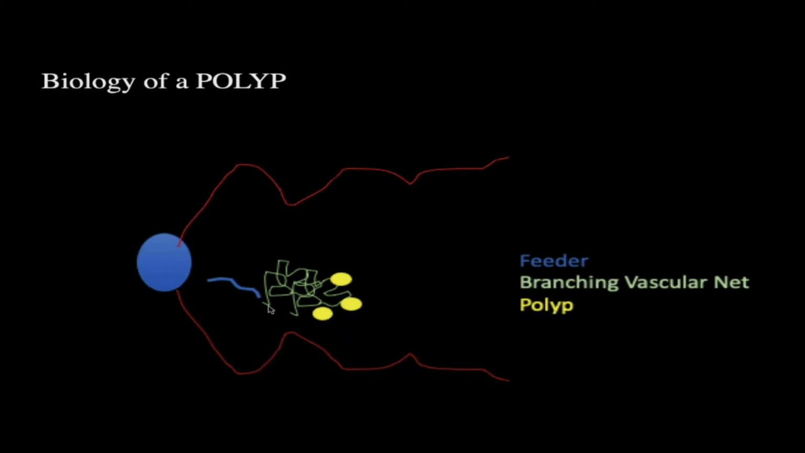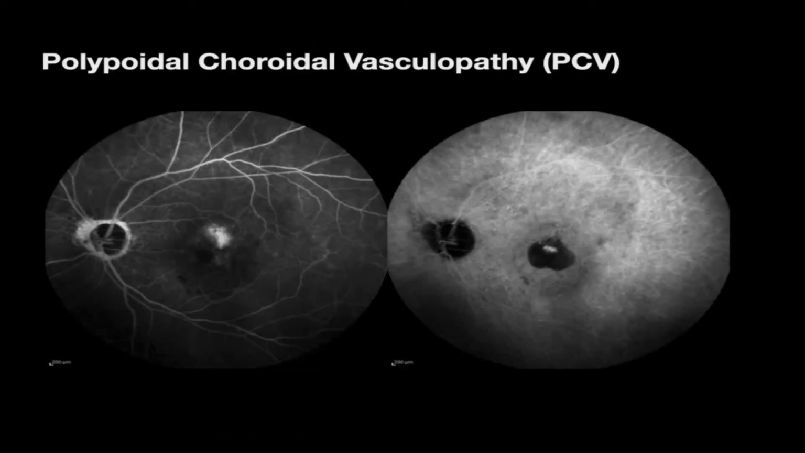You would see a feeder. There would be a branching vascular network which can be visualized much better on ICG, and then the polyps which would show up on ICG as compared to an angiography. So beginning from the early stage to the later stages, you see hyperfluorescence in the larger choroidal vessels over here.